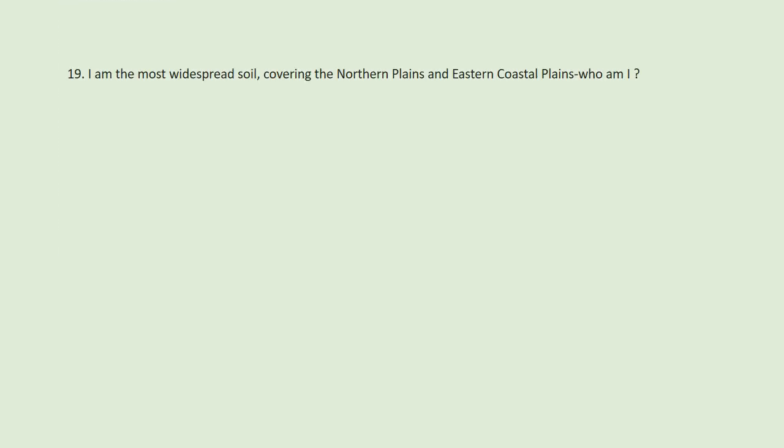Question 19. I am the most widespread soil covering the northern plains and eastern coastal plains. Who am I? A. Black soil, B. Forest soil, C. Red soil, D. Alluvial soil. The right option is alluvial soil. Alluvial soil is the most widespread soil covering the northern plains and eastern coastal plains.